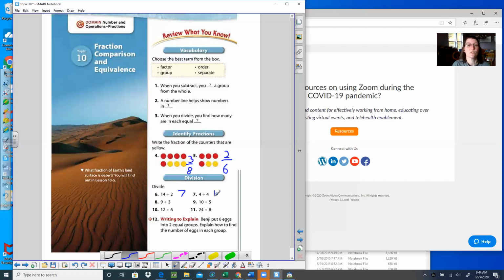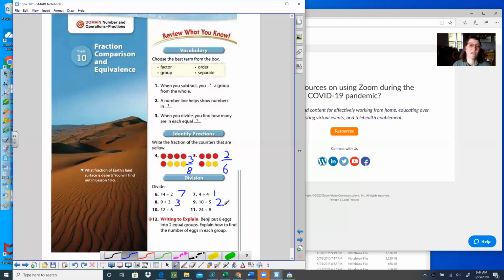That's kind of like when you're doing socks. Okay, 9 divided by 3. If I have 9 things and I put them into 3 piles, how many are in each pile? Well, that's going to be 3 in each pile. Now, if I have 10 Pokemon cards and I give 5 to each friend, how many friends can I give Pokemon cards to? That would be 2 friends would get Pokemon cards.